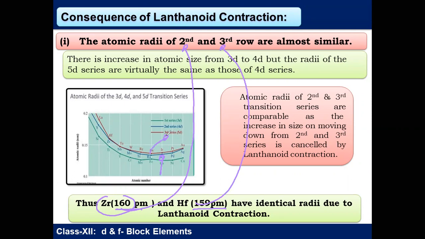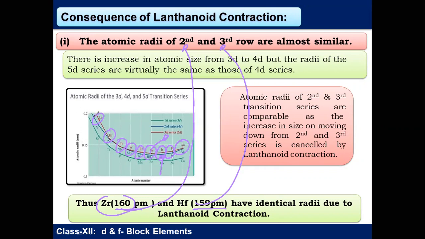So what I want to say is zirconium and hafnium belong to the second and third transition series, and the most prominent consequence of lanthanoid contraction is that the sizes of second and third transition series elements are getting very comparable. They are almost similar, not exactly the same, but comparable. So this is a direct consequence of lanthanoid contraction. How do you know?